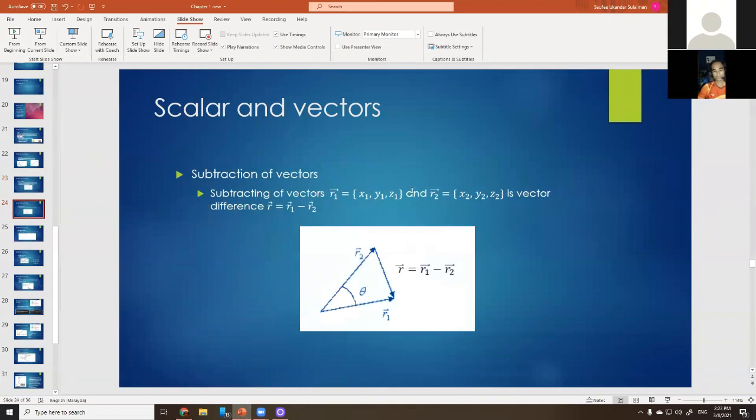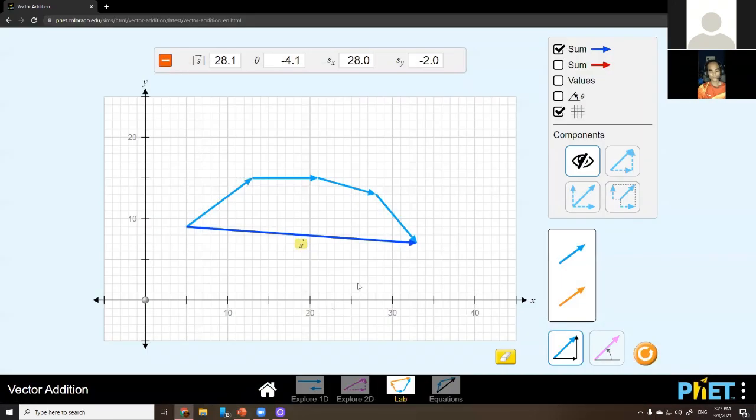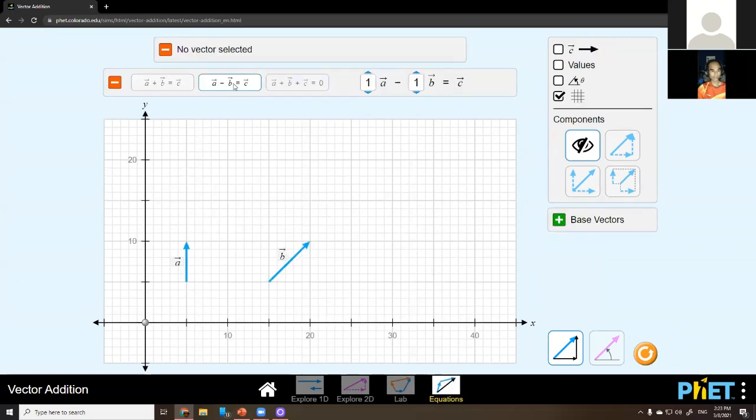Subtraction of vectors is a vector difference. Let's say we have here R1 minus R2. R over here is R1 minus R2. So A minus B equal to C. You can say that B is negative, and B negative means that it's flipped. So I put A here this way, and C will be in this way.